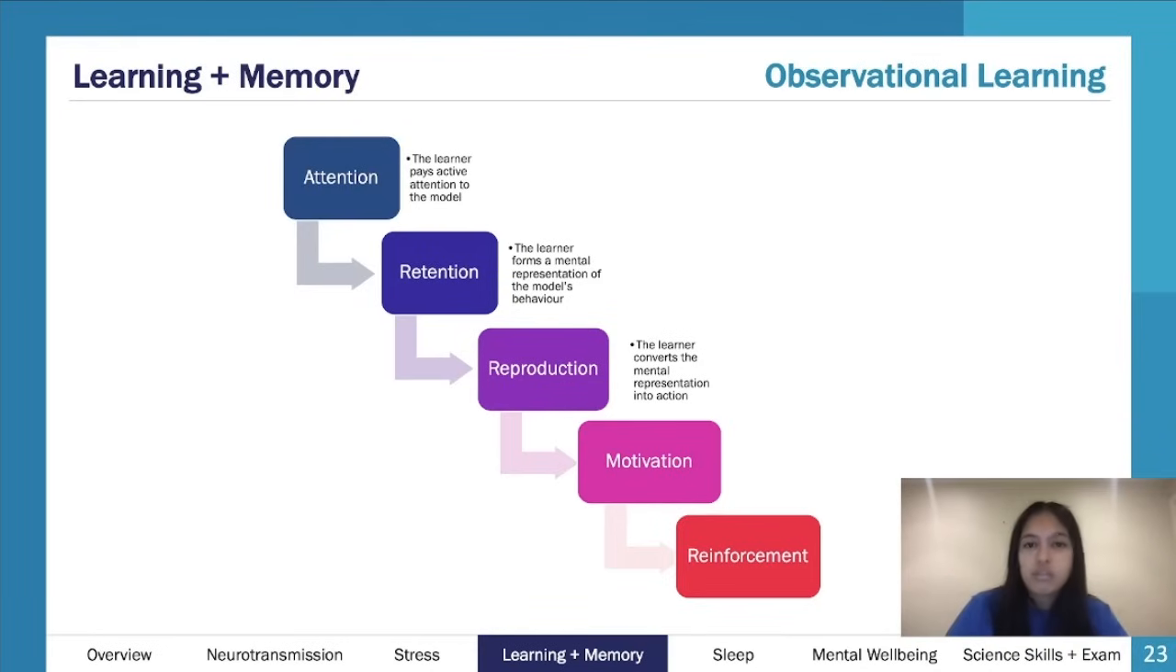So attention, you know what it is. You're paying attention to someone, you're looking at the model, and there are things that can influence someone's level of attention. You know, if I like them, if they look like me, if I aspire to be like them, if they've got a high status, that sort of thing. And so the opposite would make me less inclined to pay attention to them. Your retention, you're retaining information. So you're forming this mental representation. You're basically memorizing what the person is doing. Reproduction, you have the physical ability to reproduce this behavior.